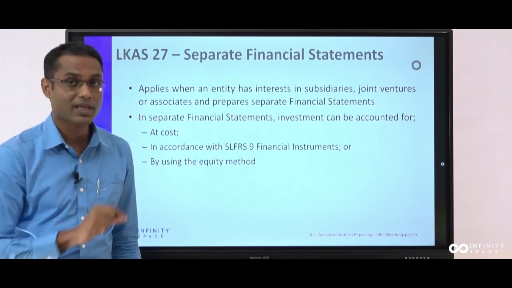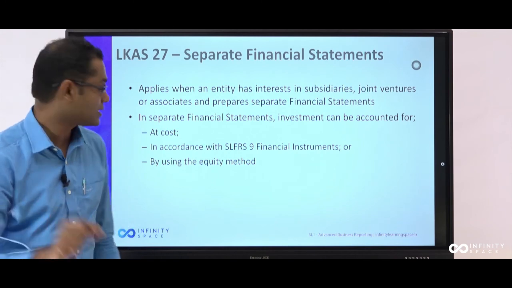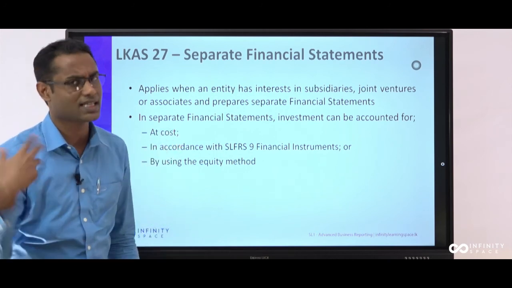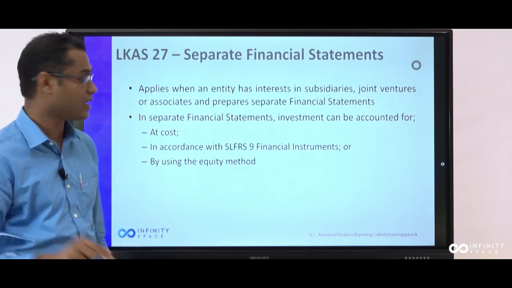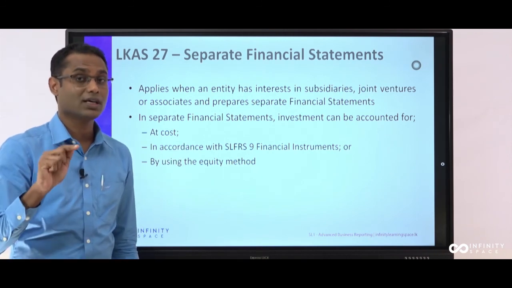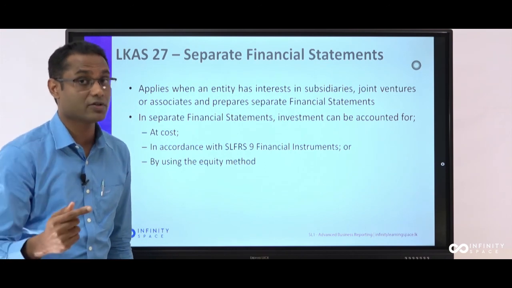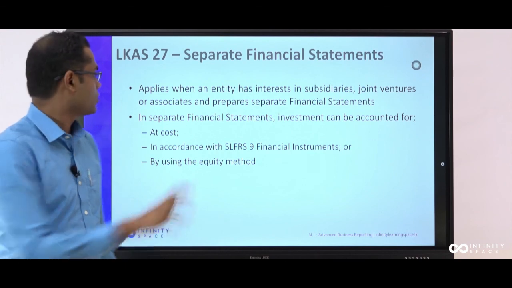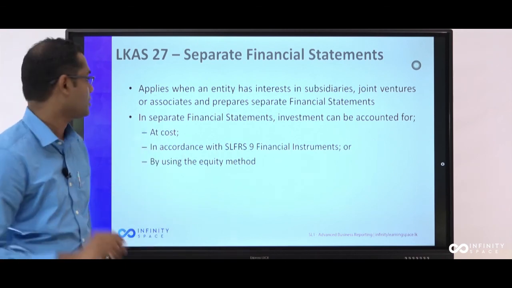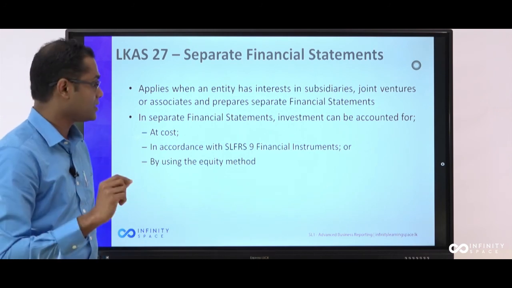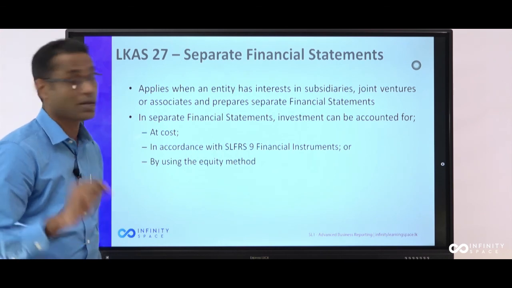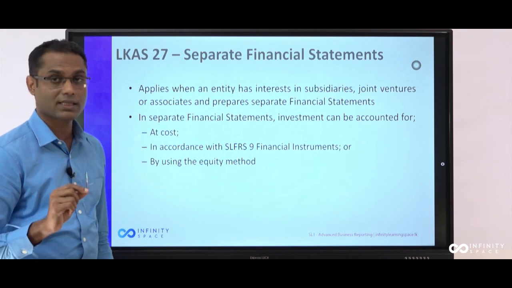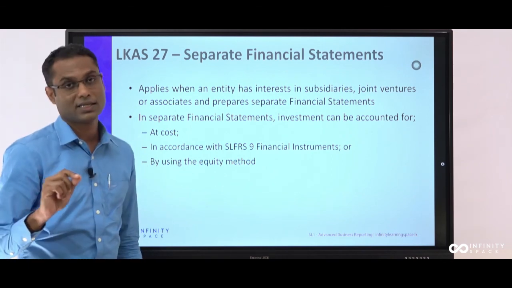Now in the question, Pinnacle PLC is the parent company, and it has followed the second choice. But normally companies take the first choice because that's easy and also less work. Here Pinnacle PLC has used the second method, where they account for the investment in subsidiaries as per SL1 9. They fair value the subsidiary's investment in the individual financials, and these fair value gains and losses are taken to other comprehensive income. So LKS 27, separate financial statements, applies when an entity has interests in subsidiaries, joint ventures or associates and prepares separate financial statements. In separate financial statements, investments can be accounted at cost, or in accordance with SL1 9, or else by using the equity method.